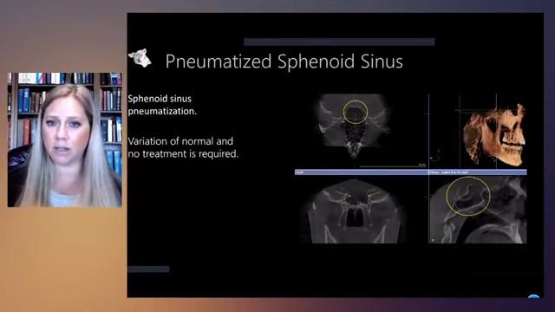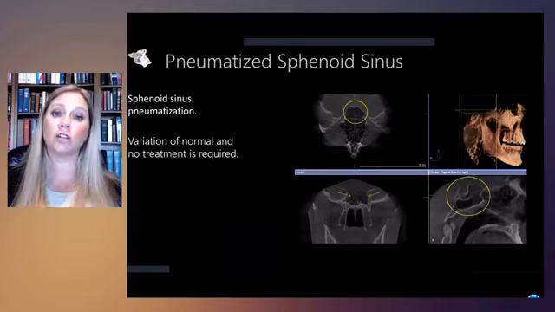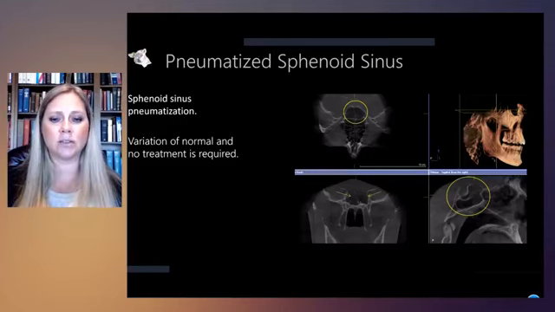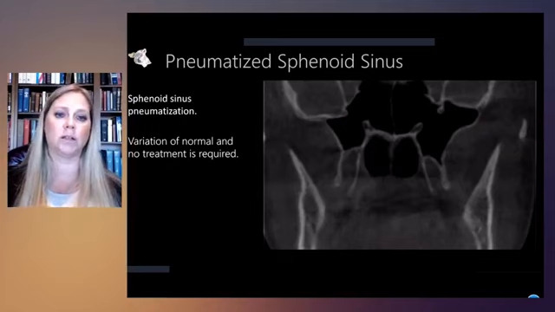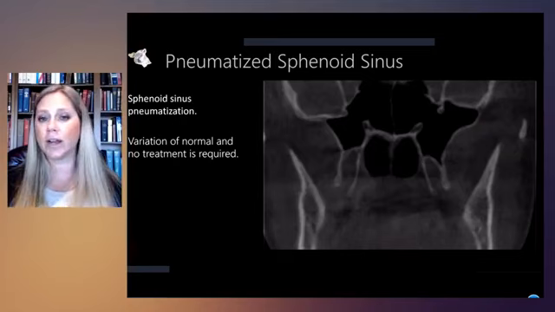Our sinuses tend to like to pneumatize. That's generally what we see, especially in the sphenoid sinus region. And sometimes it pneumatizes so largely it can completely take up the entire sphenoid bone. That is very, very common. This is what it looks like. This is a variation of normal.